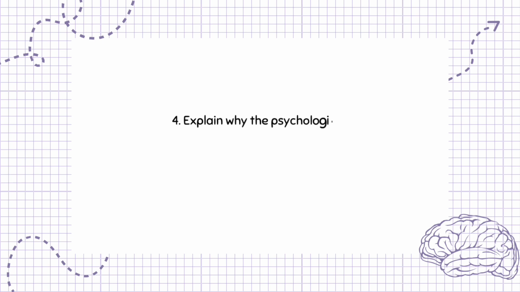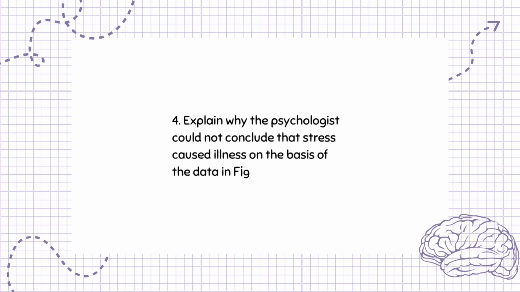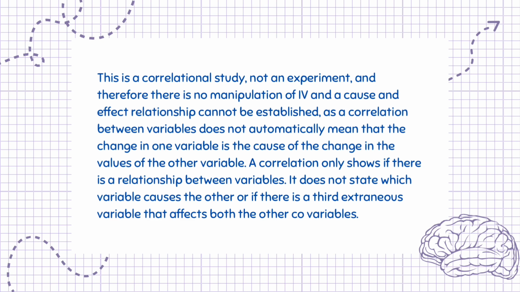Question 4. Explain why the psychologist could not conclude that stress caused illness on the basis of the data in Figure 1. 3 marks. This is a correlational study, not an experiment, and therefore there is no manipulation of variables and a cause and effect relationship cannot be established, as a correlation between variables does not automatically mean that the change in one variable is the cause of the change in the values of the other variable. A correlation only shows if there is a relationship between variables. It does not state which variable causes the other or if there is a third extraneous variable that affects both of the other covariables.